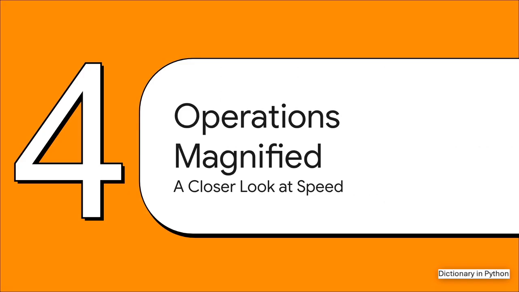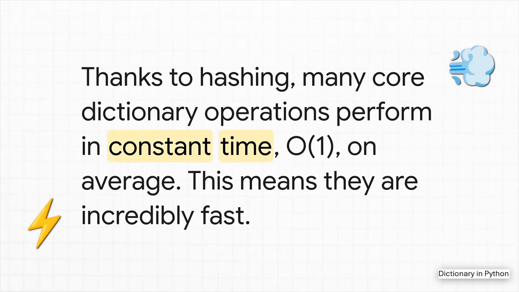Okay, so we've seen the massive speed difference. Now let's put this under a magnifying glass and see how it applies to the specific dictionary operations you're probably using every single day. Because of this whole hashing thing, a bunch of the most common operations you perform are in that amazing O(1), or constant time. On average, they're just blazing fast.